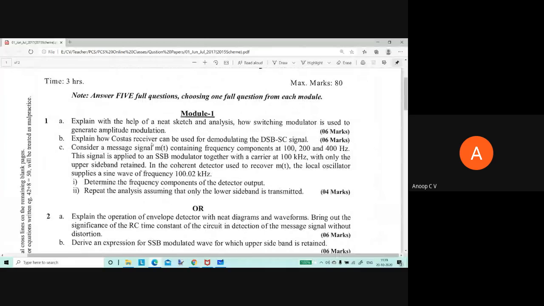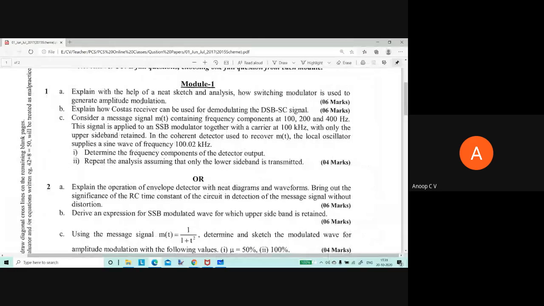I think we have discussed the switching modulator. It is the simplest means of generating a standard AM wave. You may remember it had only a diode and a resistor, followed by a filter, a band pass filter of course. How it works, you can easily recall and write. We have even seen some simulation, so that question won't be a problem.